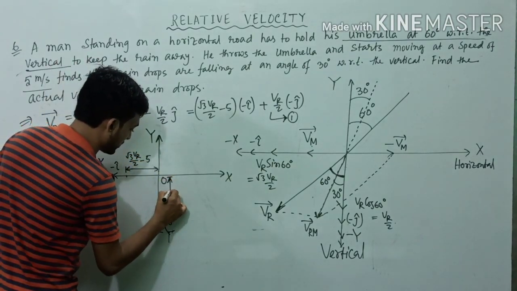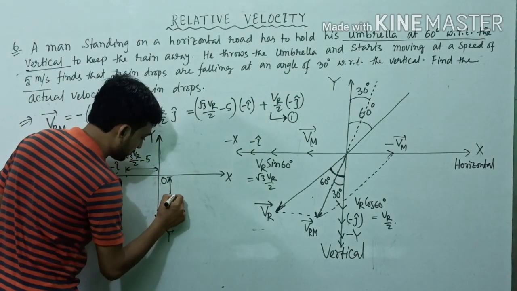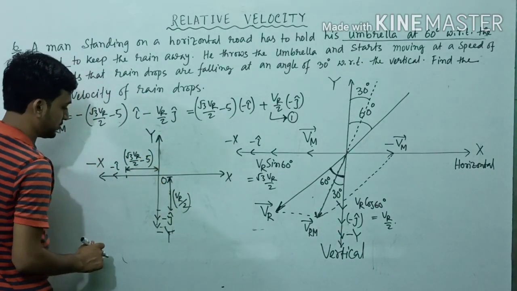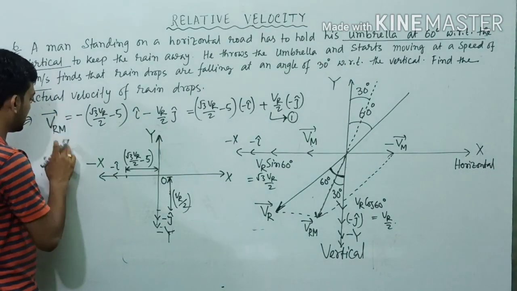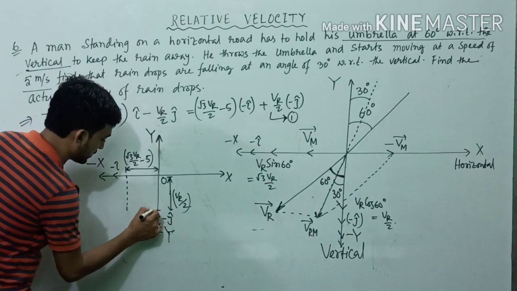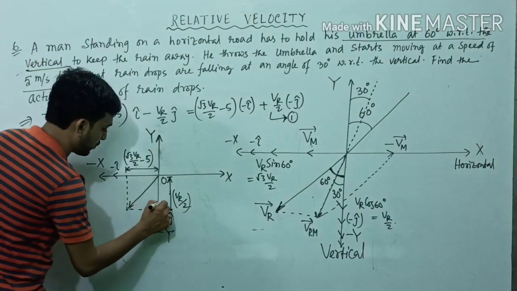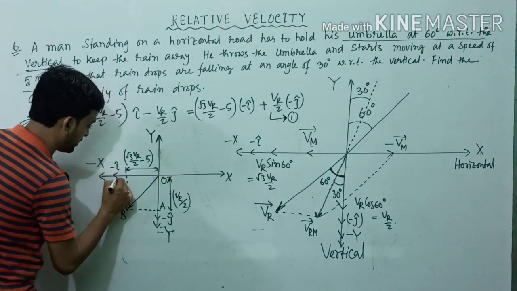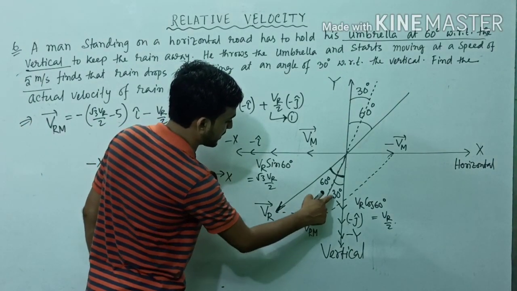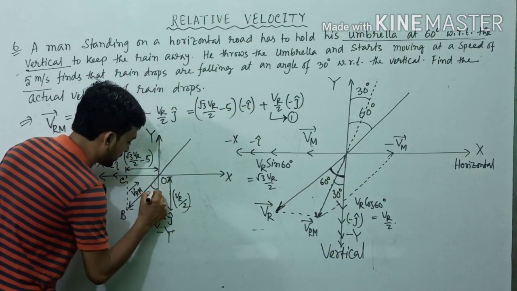and this one is representing VR by 2. The vector obtained from these two components is nothing but our VRM vector, that is apparent velocity of rain with respect to man, and this vector is given by the diagonal of this rectangle OABC. Now from this diagram we see that VRM vector is making an angle of 30 degree with the negative y-axis. So this angle will be 30 degree.